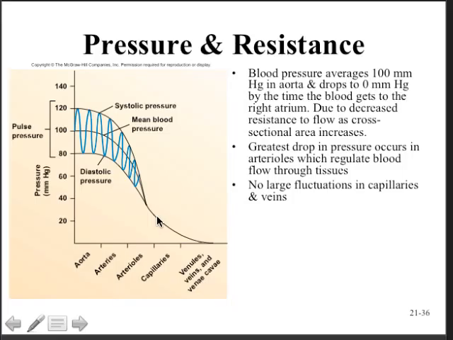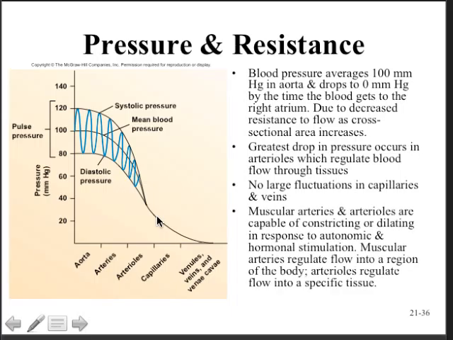And so those are areas such as the carotids in the neck, the dorsalis pedis on the top of the foot, the inguinal region. Also, you can pick it up in the wrist, as you know. That's one of the most standard places to take a pulse, and also in your temples. Muscular arteries and arterioles are capable of constricting or dilating in response to autonomic and hormonal stimulation. Muscular arteries are going to regulate flow into a region of the body, while the arterioles are going to regulate flow into a particular tissue.